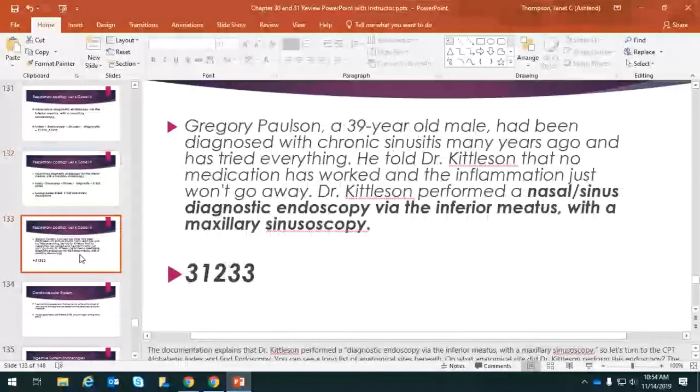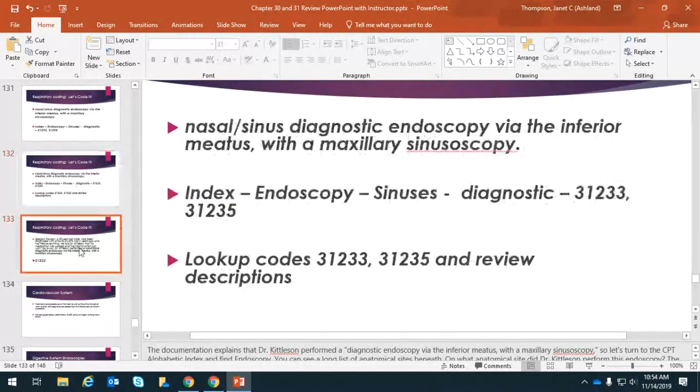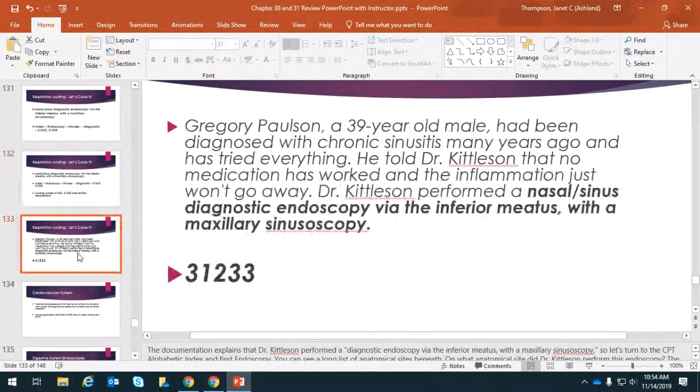So for our scenario, 31233 fits perfectly. It is a nasal sinus endoscopy, diagnostic, with maxillary sinusoscopy via the inferior meatus. That matches perfectly with our documentation. The next code was 31235, which is with a sphenoid sinusoscopy, which is not mentioned.